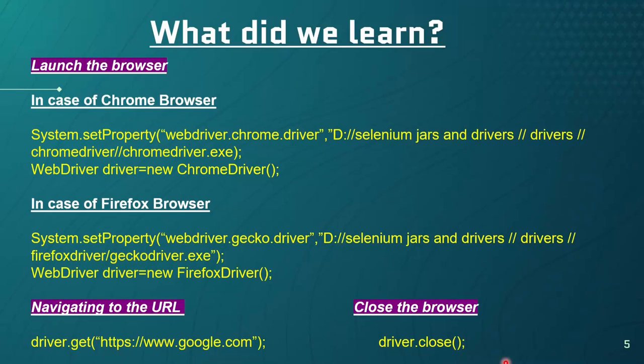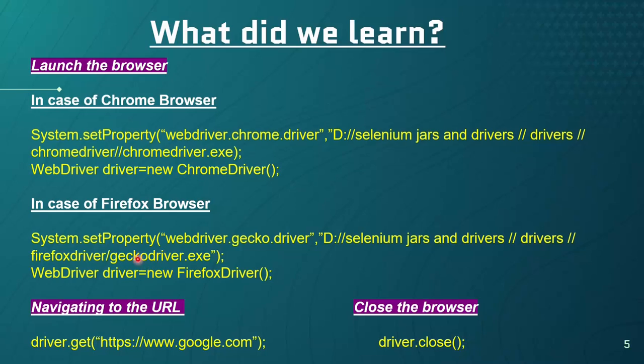So what did we learn? The first thing that we learned is to launch the browser. In case of Chrome browser, how did we do? First we set the property through a System class, that is System.setProperty, in which we need to enter two string values, that is the string key and the string value. In case of ChromeDriver, the string key is webdriver.chrome.driver, whereas the string value will be the path where our executable file is saved. The next statement is WebDriver driver is equal to new ChromeDriver. Through these commands, it will launch the Chrome browser.